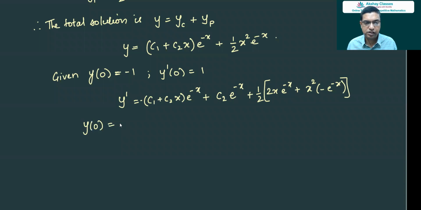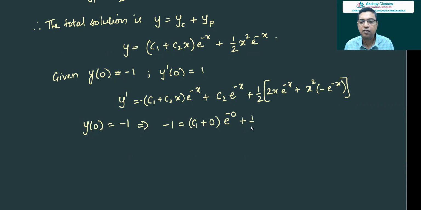y of 0 is equal to minus 1. This will imply, substitute x equal to 0. So y of 0 equal to minus 1 means minus 1 is equal to c1 plus 0 times e power 0, that is 1, plus half 0 e power 0. So we are left with c1, which implies c1 is equal to minus 1.